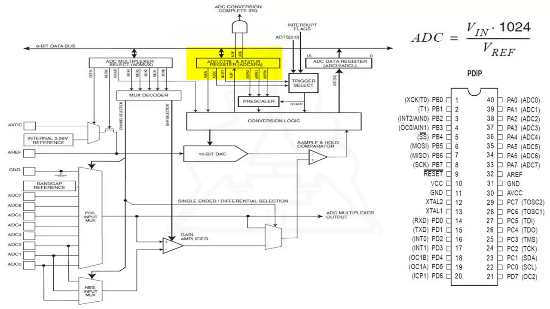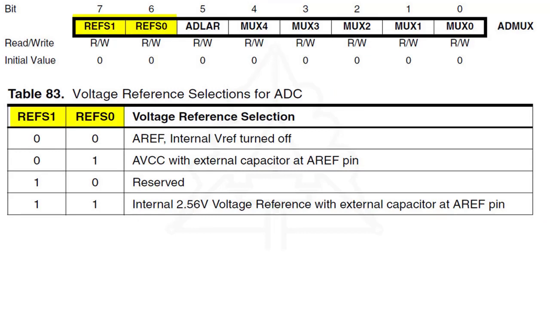ADC control and status register ADCSRA. The ADC generates a 10-bit result which is presented in the ADC data registers, ADCH and ADCL. Auto trigger source selector. These bits select the voltage reference for the ADC.